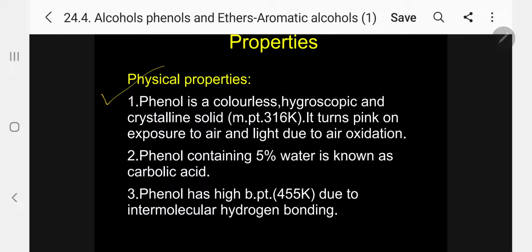Phenol is a colorless, hygroscopic and crystalline solid. Melting point 316 Kelvin. It turns pink on exposure to air and light due to air oxidation. Normally phenol is colorless, but after a certain time it will be pink in color. Phenol containing 5% of water is known as carbolic acid. Phenol has a very high boiling point of 455 Kelvin due to intermolecular hydrogen bonding.